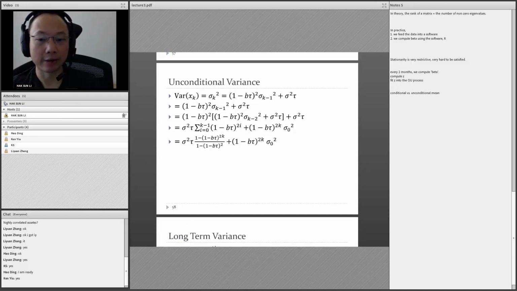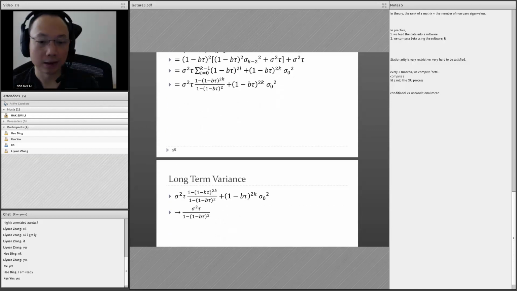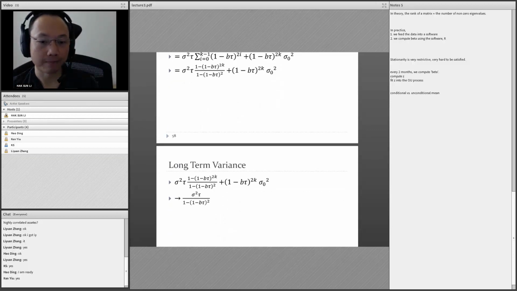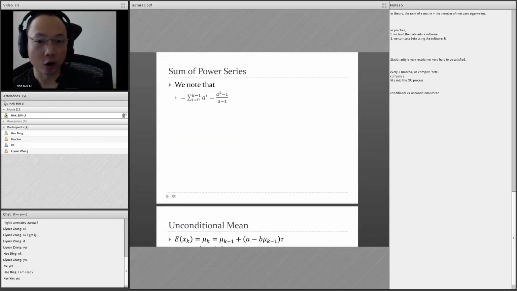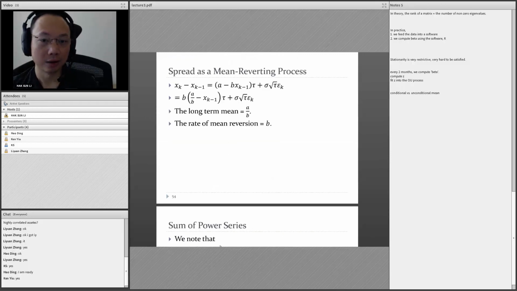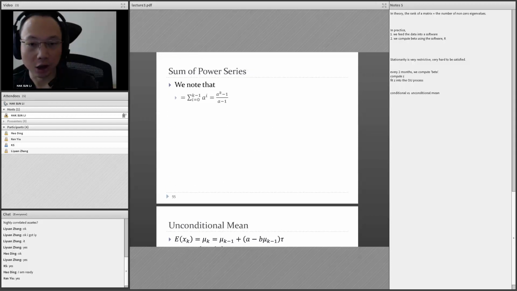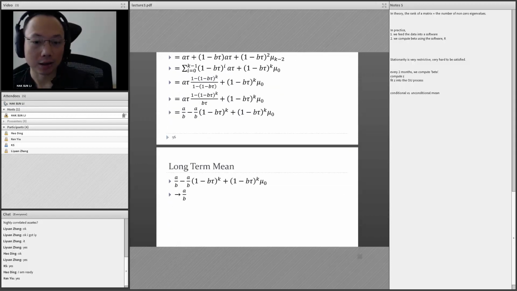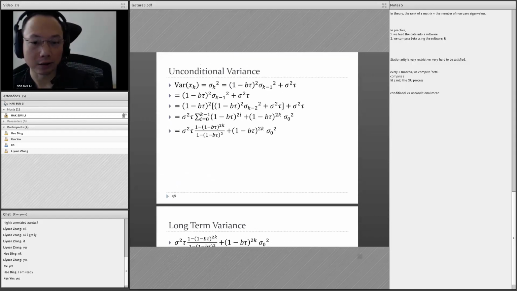And then we study the behavior when k goes to infinity, which is actually this term here. So this is the long-term variance, the unconditional variance. Basically, given the OU process like this, we know the unconditional mean and the unconditional variance, the long-term variance.